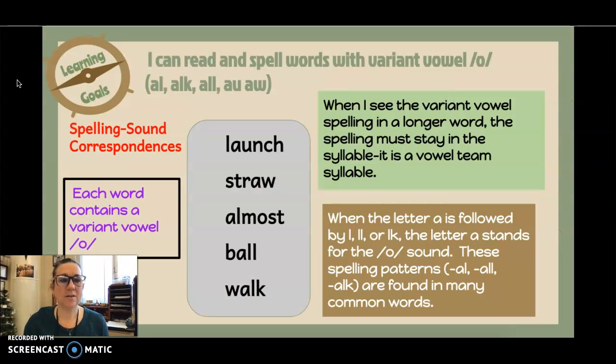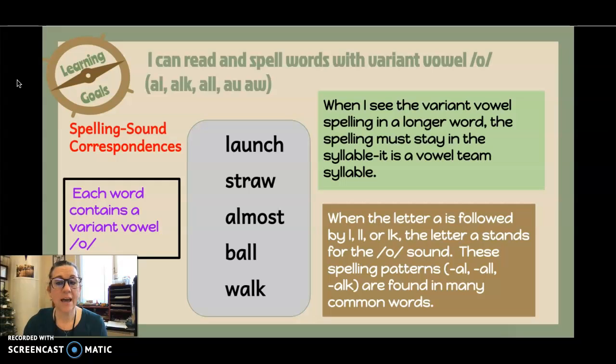All right, our learning goals today are I can read and spell words with variant vowel ah. So all, ulk, all, ow, ah. So spelling sound correspondences. Each word here contains a variant vowel ah. So launch, straw, almost, ball, walk. When I see the variant vowel spelling in a longer word, the spelling must stay in the syllable. It is a vowel team syllable. Okay?